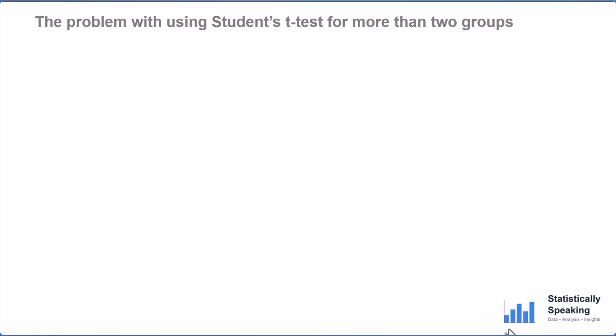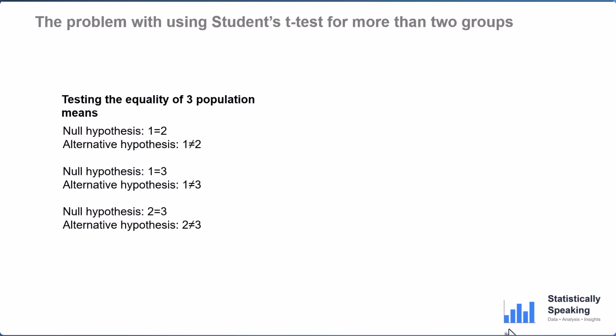Now, you would want to ask, what's the problem with student's 2T test? If it can be used to compare the means of 2 groups, why can we not use it for 3 groups or more groups, right? If we set up the test sequentially, here is how we would set it up. We would have 3 different hypotheses. First one would be that the mean of group 1 is equal to group 2, and the alternative that it's not. Then the mean of group 1 equal to group 3, and the mean of group 2 equal to group 3, and their corresponding alternative hypotheses.